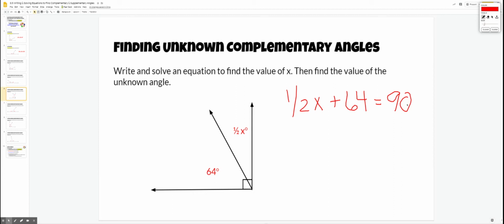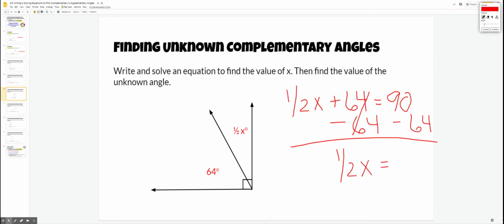Okay. First thing we need to do to solve this equation to try to get x alone, we're going to leave this 1/2 x and we're going to deal with the positive 64. The inverse of positive 64 is minus 64. So I'm going to subtract 64 from both sides. These cancel. I'm left with 1/2 x over here. Go ahead and see what you would be left with on the right side, 90 minus 64. See what you come up with. Okay, so you should have subtracted and got a value of 26.